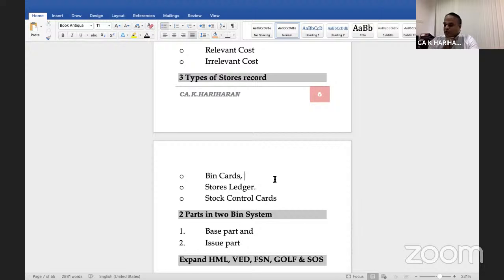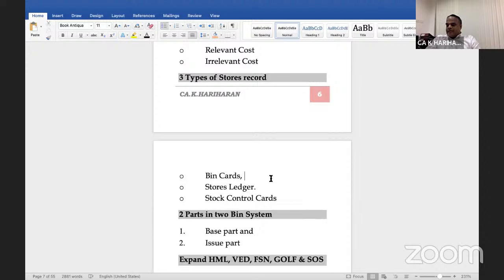Stores ledger, you know ledger. What does a ledger represent? Ledger folio will be there, debit side, credit side, particulars, unit, rate, amount. So with respect to ledger, unit and rate also will be there. That combination is called the ledger. Stores ledger consists of both quantitative and value-based data. Clear? Next.